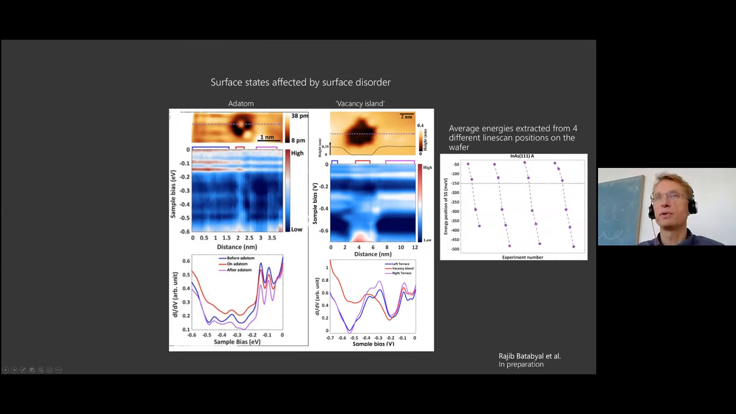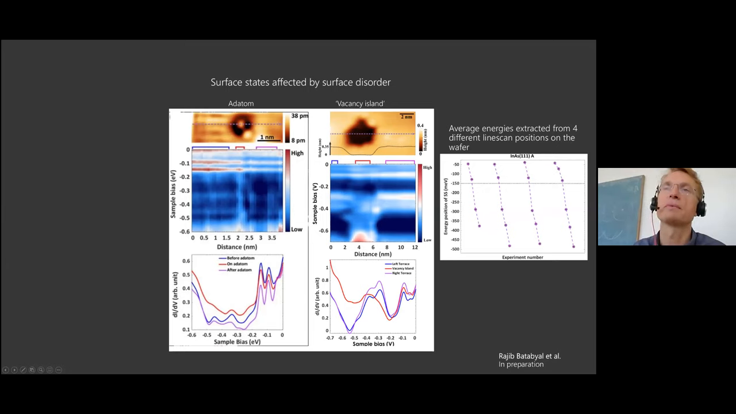But it's important to also note that when we go across the wafer on longer length scales, it's not like everything is constant in energy. We can see just small variations. This is the band offset, and then you have the confined subbands here, and there are small variations across.